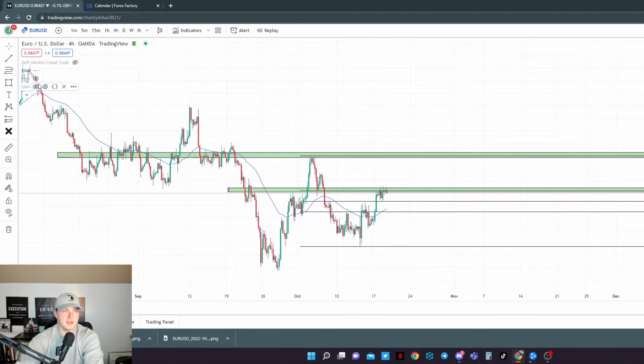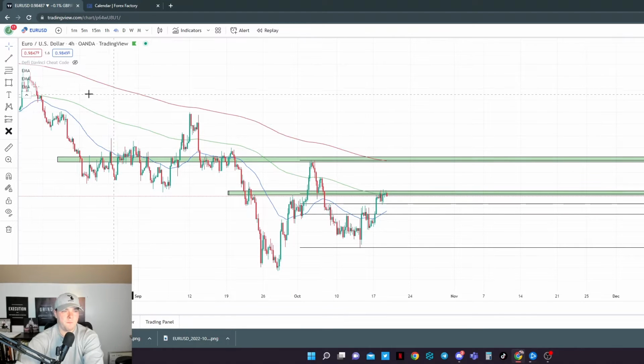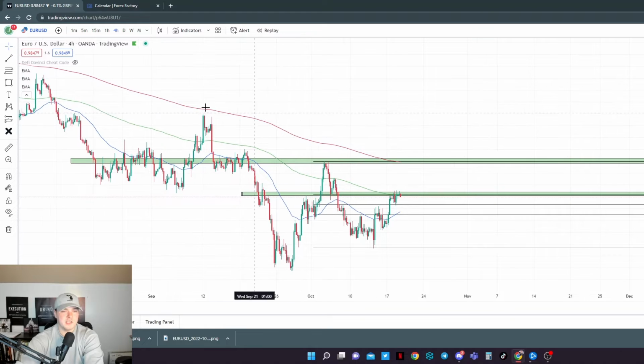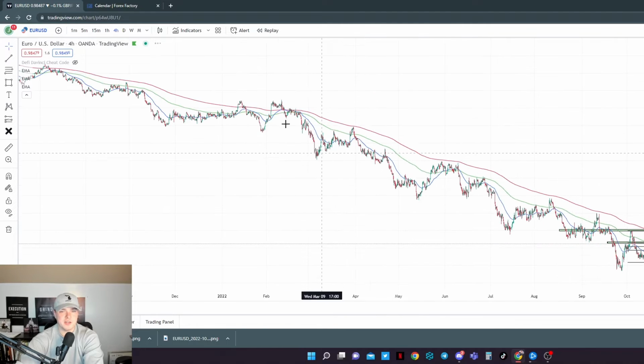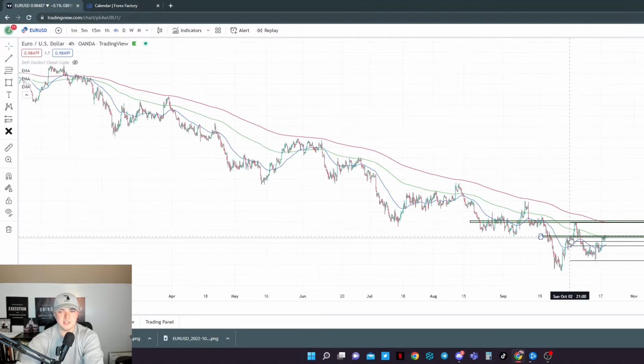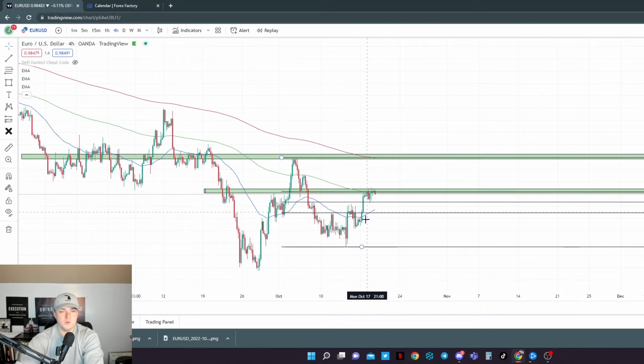If I turn on all my EMAs, you can see that all three EMAs have been trending down. We've had a couple little crossovers and some consolidation points, but we're very spread out between the 50 and the 400, which gives me an indication that we're not coming close yet to a reversal. So since these are spread out, everything's moving down. That tells me that we're in a downtrend.